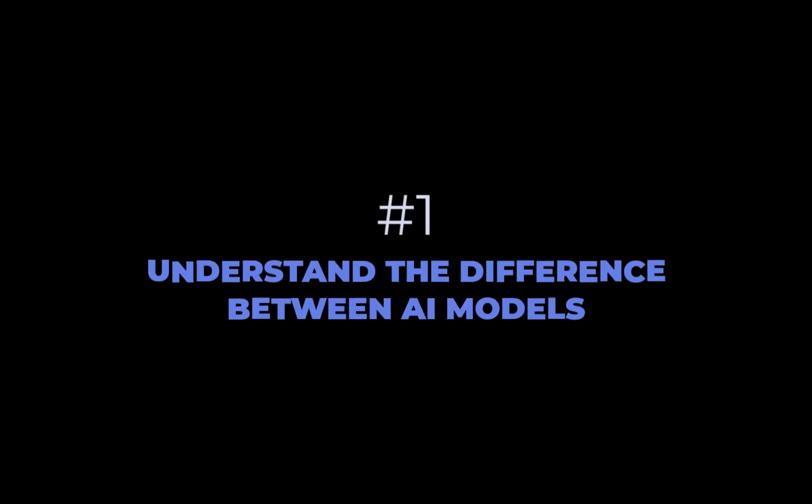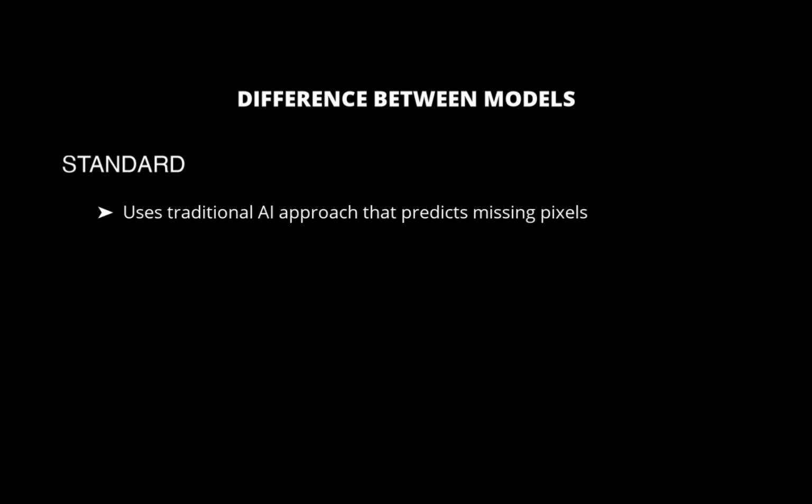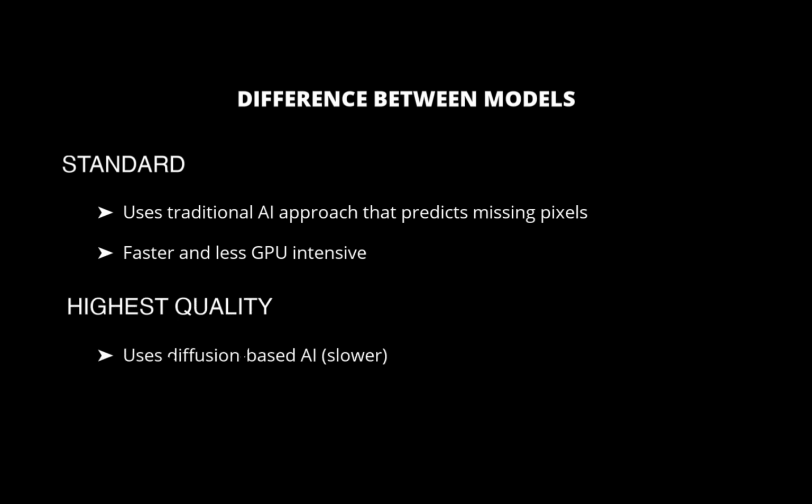So the first tip is to understand the difference between these two models. The standard model uses a traditional AI approach that predicts missing pixels based on training images. It is faster and less GPU intensive than highest quality. On the other hand, the highest quality model uses diffusion-based AI, the same technology behind popular AI image generators like Midjourney and DALL-E. Instead of simply predicting pixels, it can reconstruct fine details, producing more natural and organic looking textures. However, it is also slower and more computationally demanding.